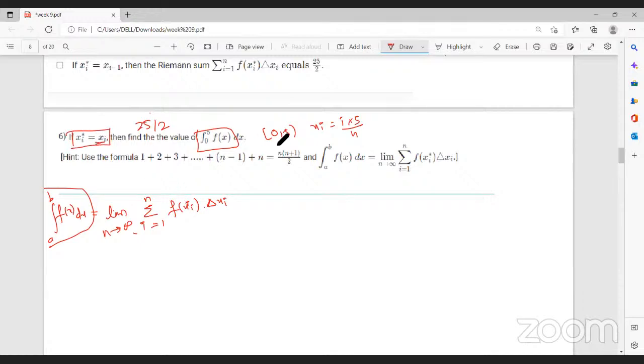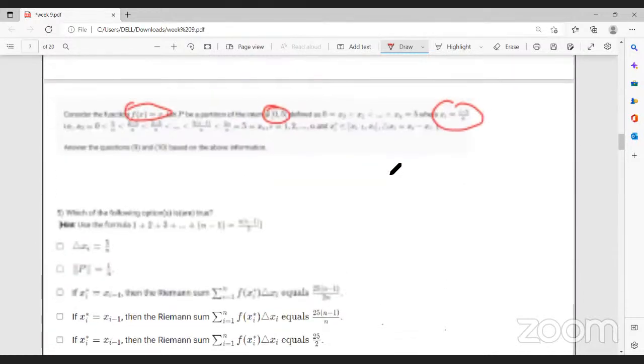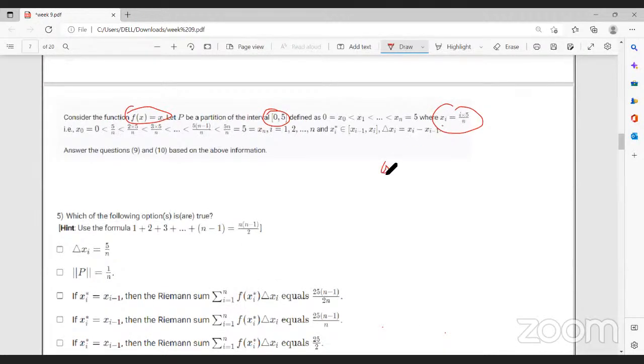Now what is xi? It is 5i by n. So what I will do: summation i to n f of xi into delta xi. So what is delta xi here? This is a common question. Here you can see delta xi is 5 by n. That is xi minus xi minus 1. So I can consider this as x1 and this is x0. So x1 is 5 by n if I put i equals 1, I will get 5 by n. If I put i equals 0, I will get 0. That is 5 by n.